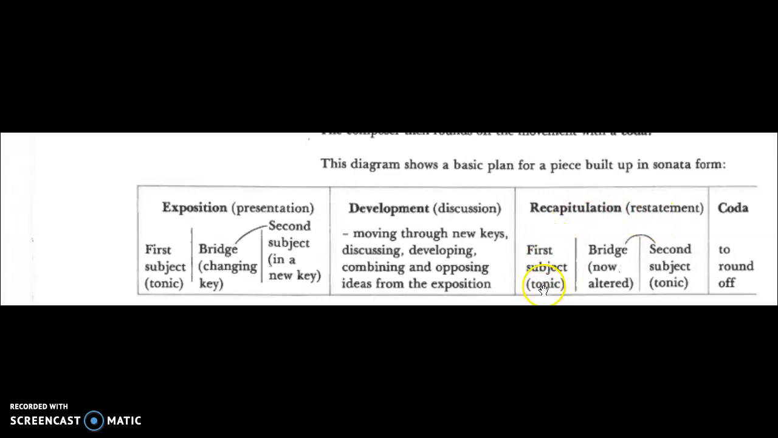The first subject will be exactly the way that I heard this in the exposition. Now the bridge this time will not change to a new key. I will stay in the key of C major. And the second subject, of course, will also be in C major, because I want to end my composition in my tonic key. And then the coda, that's the Latin word for tail, to round off this whole work.